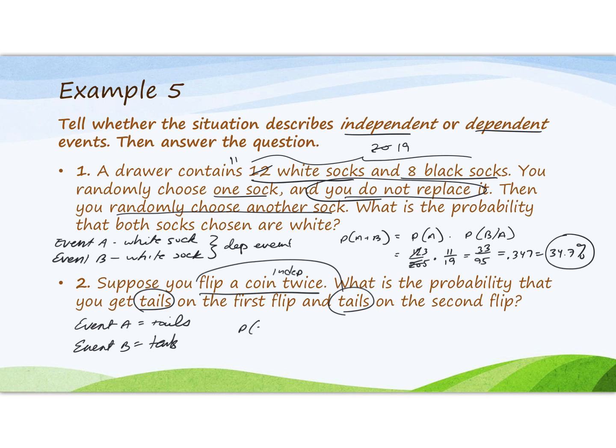So when you have that, the probability of A and B is just going to be the probability of A times the probability of B. So the probability of getting a tails on a flip the first time is 1 out of 2. The probability of getting tails the second time is also 1 out of 2. And the probability of getting both is 1/4, or 0.25, or 25%.